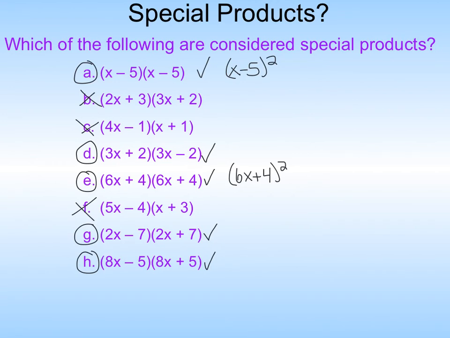F, no good, completely random, that's just two completely different binomials. And then G and H are both difference of squares since you have those same two binomials multiplied but with opposite signs. That was when the middle term would end up canceling.